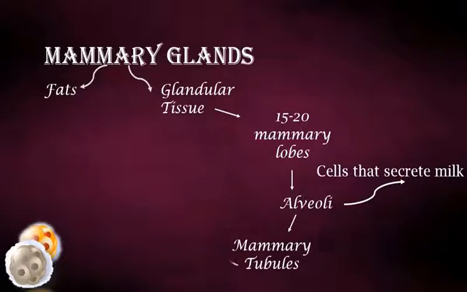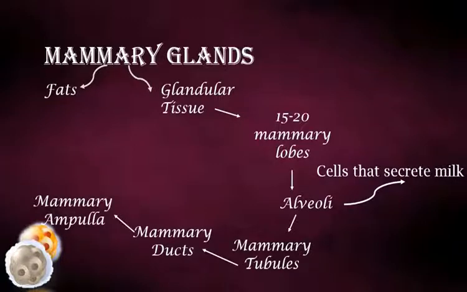The mammary tubules join to collectively form the mammary duct. Mammary ducts join to form the mammary ampulla, and the mammary ampulla is connected to the lactiferous duct through which milk is secreted out. So you have mammary lobes which have alveoli that secrete milk. Alveoli lead into mammary tubules, then mammary duct, mammary ampulla, and finally the lactiferous duct.